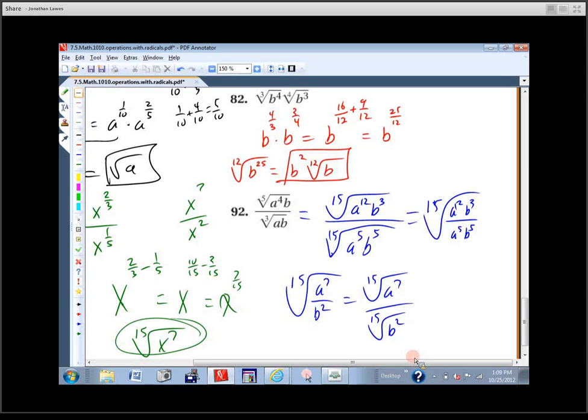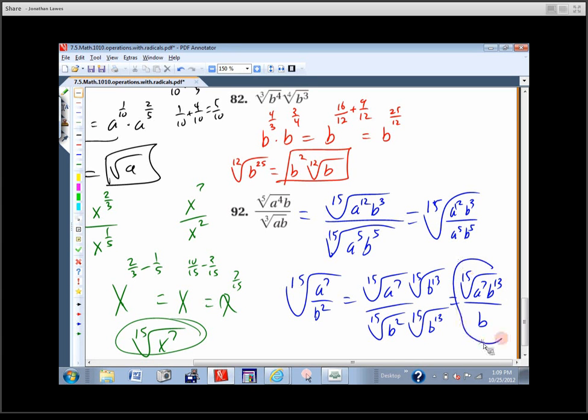Well, you can rationalize it. Very good. Rationalize. I'm looking for groups of how many? 15. How many b's do I have? 2. How many more do I need? I need 13 of them. So I'm going to multiply by a 15th root of b to the 13th, a 15th root of b to the 13th. So here's what I get. What's on the bottom? A b, because I've got 15 of them now, right? And on the top, a 15th root of a to the 7th, b to the 13th.